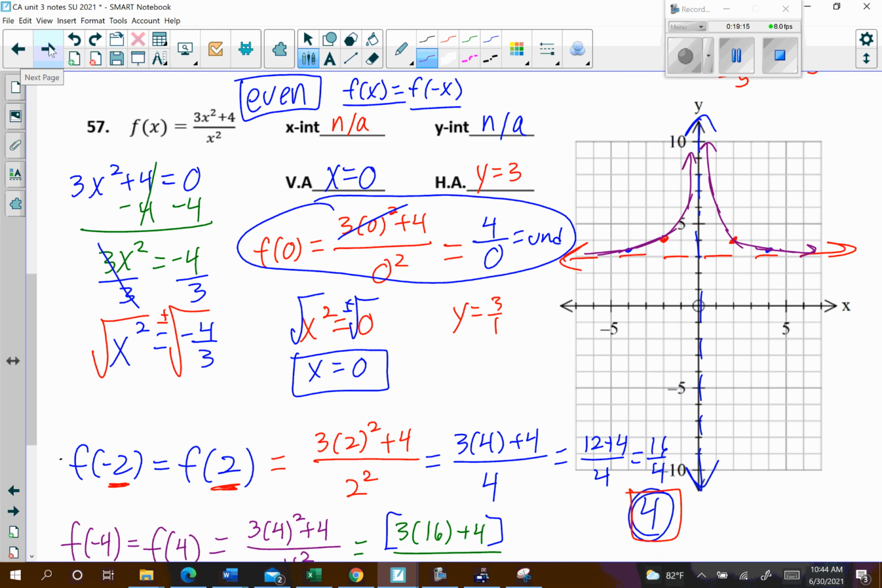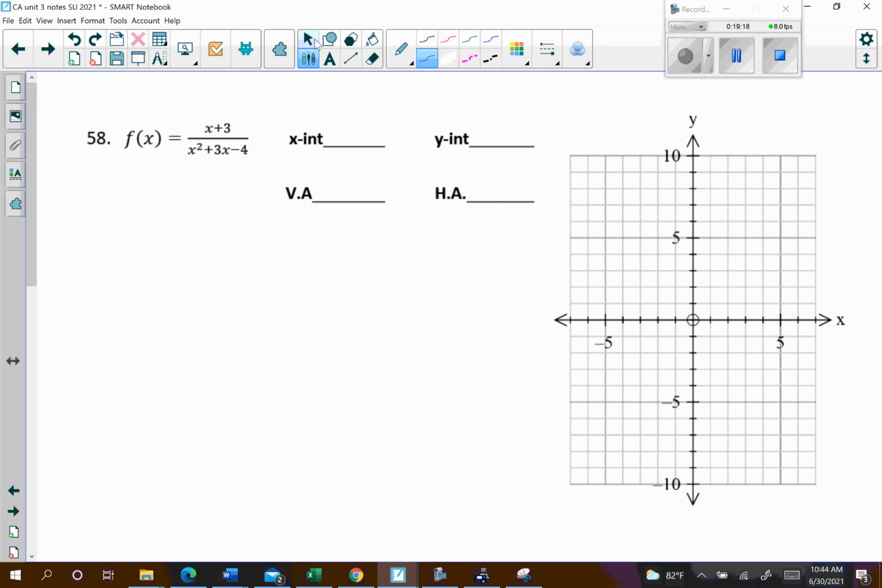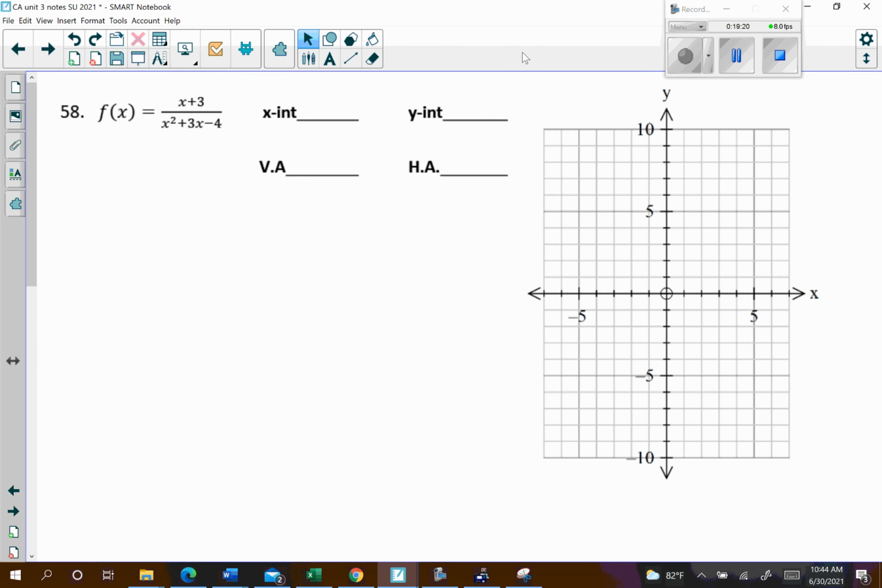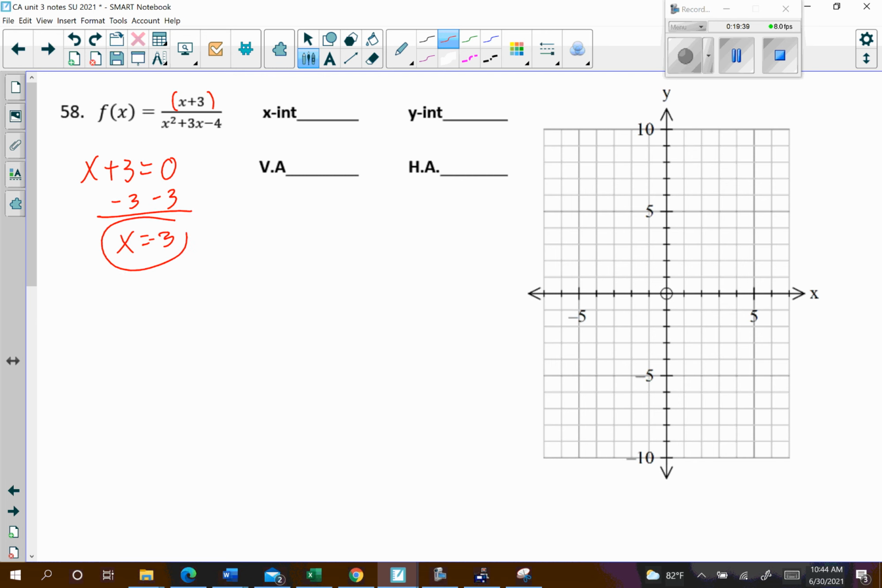All right, few left here. I think we're looking at the ones with multiple vertical asymptotes. So if we look at the first part right here, the x-intercept, basically we're going to set the top equal to 0 and solve. So x plus 3 equals 0, subtract 3, x equals -3. So if you plug in -3 for x, y comes back as a 0. And so that's our x-intercept.